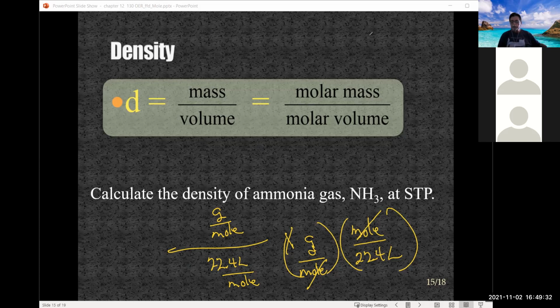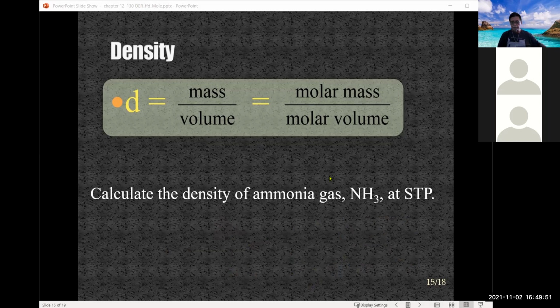And so I've been able to determine the density of gases if they are at STP, and only if they're at STP. Anyway, for the density of ammonia, obviously we need to determine its molar mass, and we've been doing that with some examples.